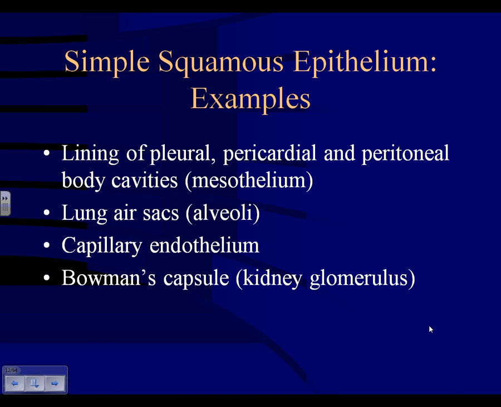So, simple squamous epithelium examples. The lining of the pleura, which is the lining of the lung cavity, both against the lung and on the chest wall cavity, has a pleural lining, which is called mesothelium. The pericardial sac and the peritoneal body, or the mesothelium, is a simple squamous epithelium, as is the lining of the lung, the capillary endothelium, and the lining of the kidney, which, again, as a cytologist is not so important. But mesothelium, as a cytologist, is very important. It's very important to recognize what mesothelium can look like because we encounter it all the time.